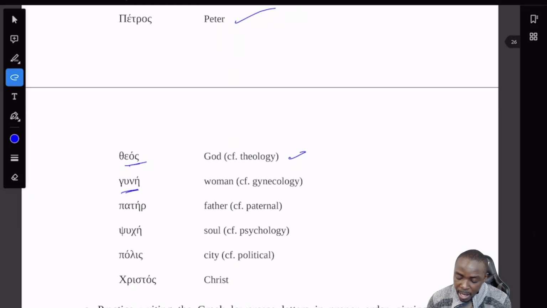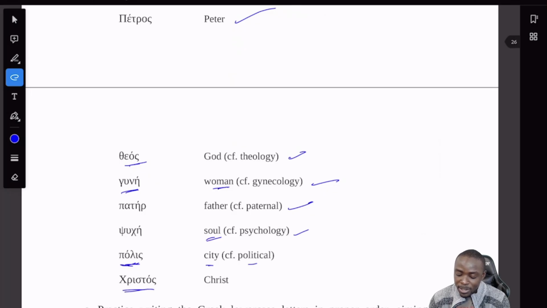Then you have gune, which is the word for woman, from which we get gynecology. Then you have pater, which is the word for father, from which you get paternal. Then you have psyche. This one is a little tricky. For new Greek speakers, it's going to be tricky, but psyche is the word for soul, from which you get psychology. Then you have polis, not police, but polis, which is city, which means political.